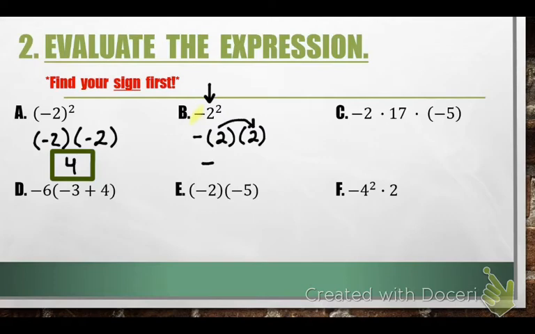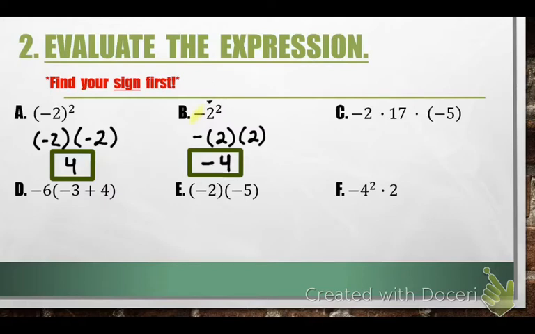And then, guys, what is 2 times 2? 4. So guess what your answer is? -4. Notice you do have a different answer from the first one, and that's all because of those little parentheses that are there. Once again, look for the parentheses because it tells you to square the negative or to not square the negative. Let's go to the next one.